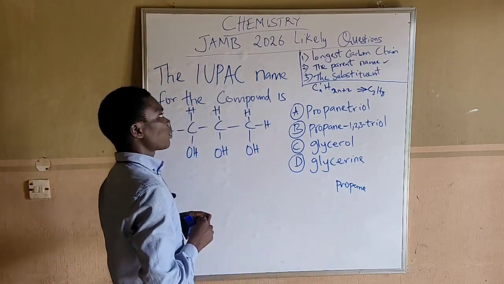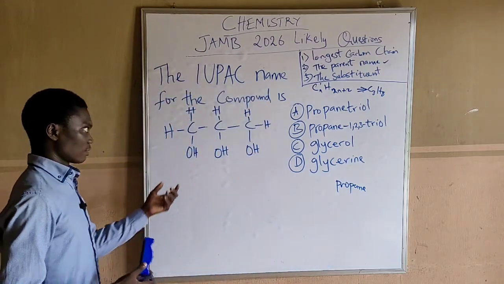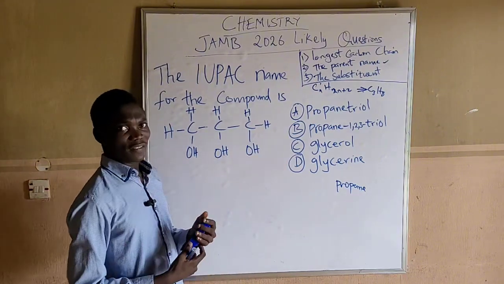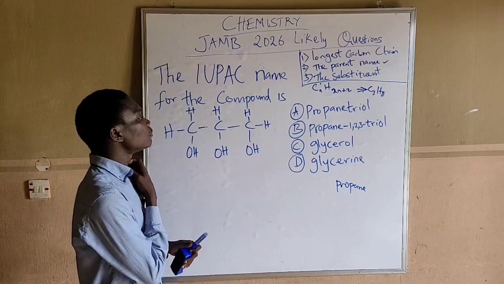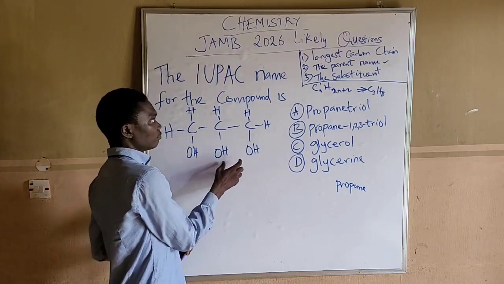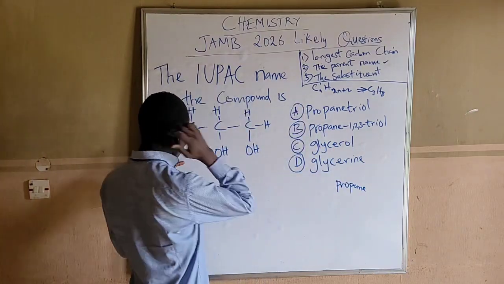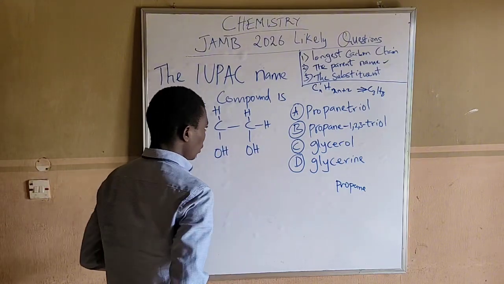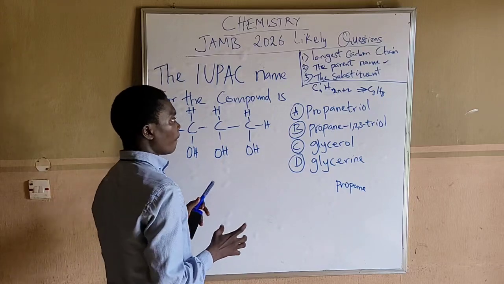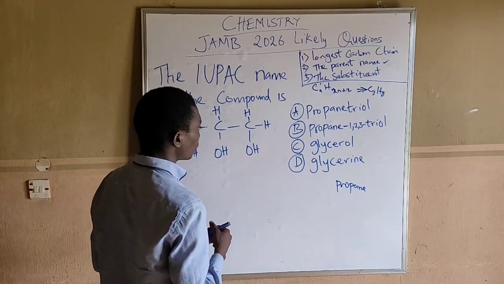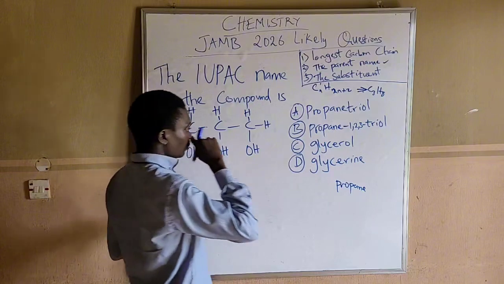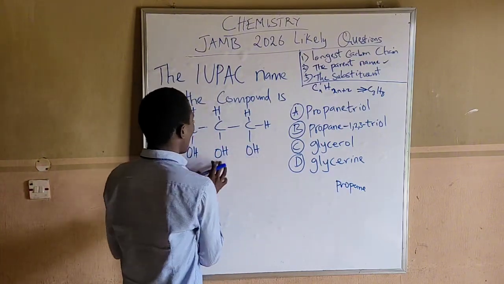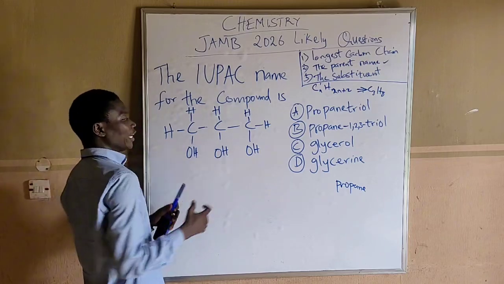All right. Then substituents. Now looking at this, can we say this is a substituent, or does it take the parent name? In this case, this is the parent name, not a substituent. Now, since we have known that it's from propane, we have the hydroxy group. OH is called the hydroxy group.